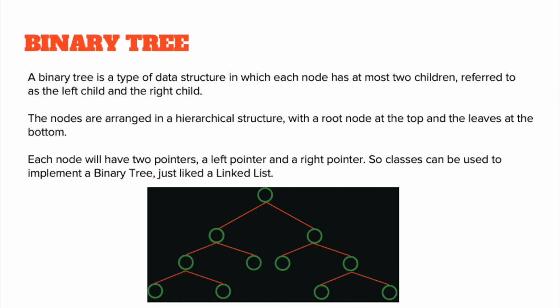Now, a binary tree is a type of data structure in which each node has two children referred to as the left child and the right child. The nodes are arranged in a hierarchical structure with a root node at the top and the leaves at the bottom. Each node will have two pointers, a left pointer and a right pointer, so classes can be used to implement a binary tree just like a linked list. So we will create a class called node, and it's going to have a data value and a left pointer and a right pointer. So it's exactly the same as a linked list with an additional variable.